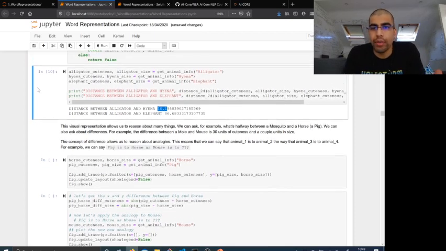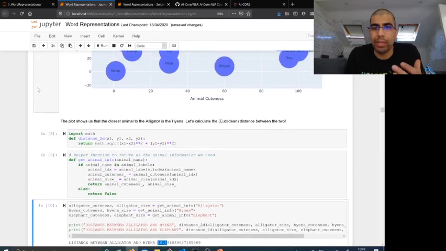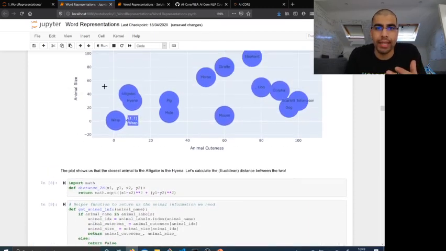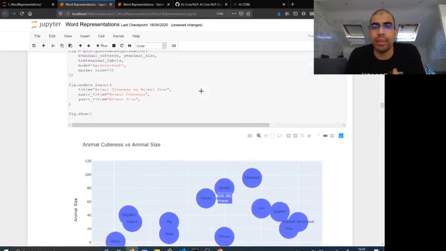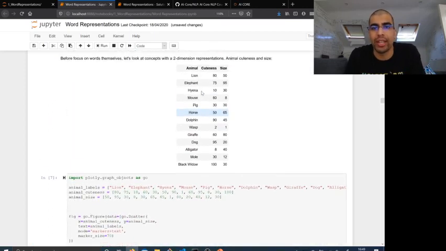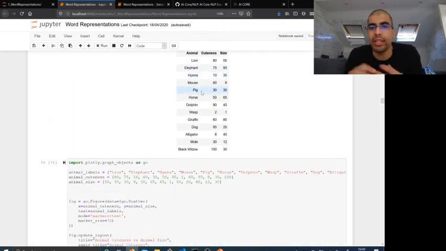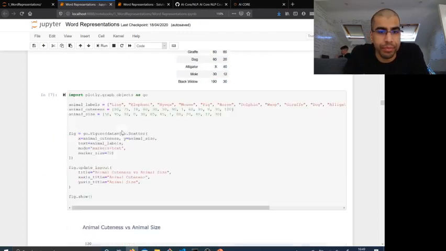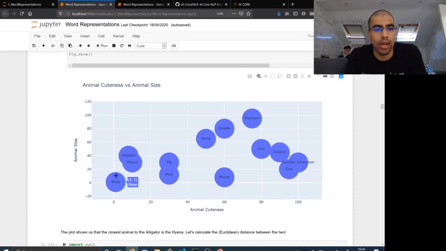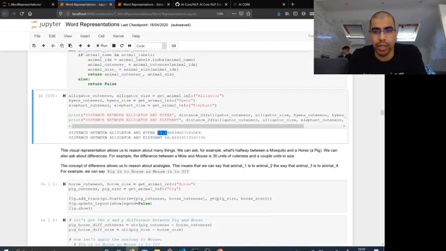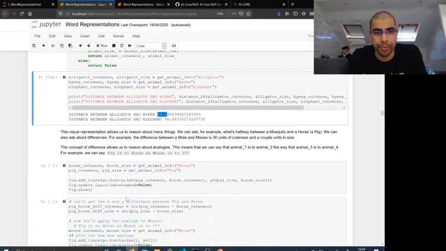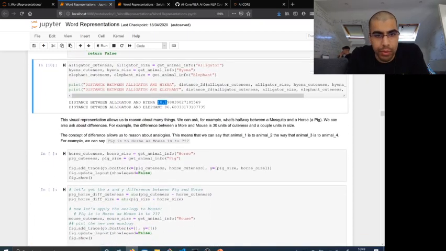We can now ask, for example, what's halfway between a wasp and a horse? This isn't something that we can easily understand by just looking at this table of numbers, right? This visual representation allows us to form these kinds of analogies. So, what's halfway between a wasp and a horse? Oh, look, if we drew a line about halfway through, it'd be a pig. And we can actually code this up, so we'll do that in a second.